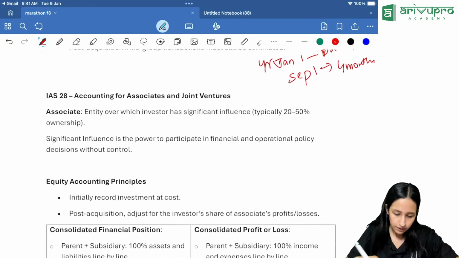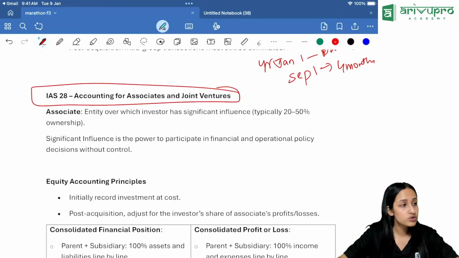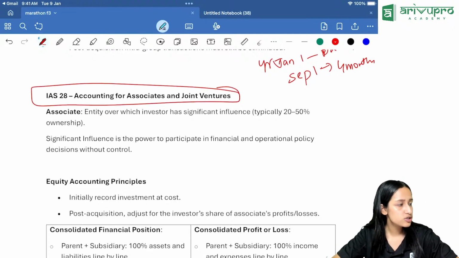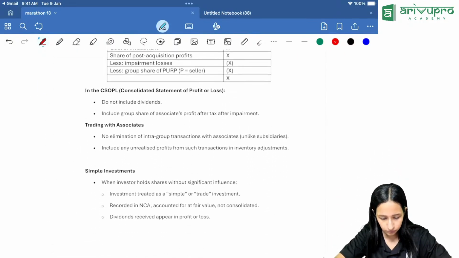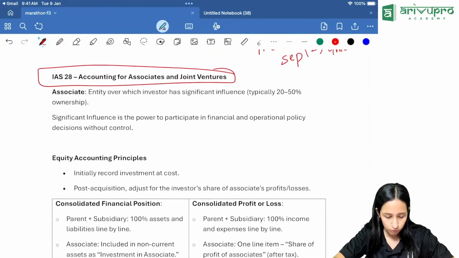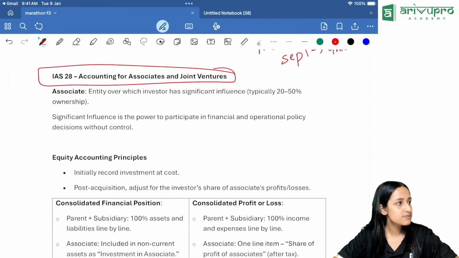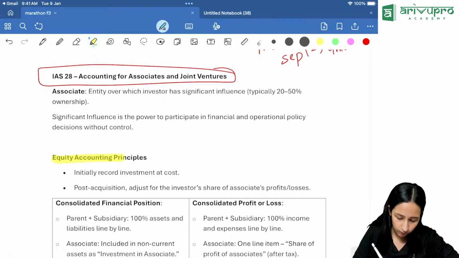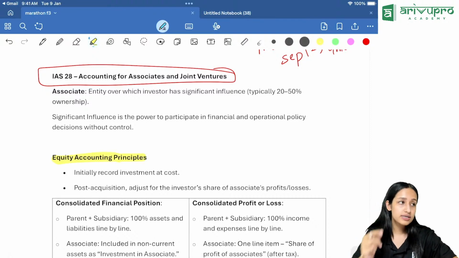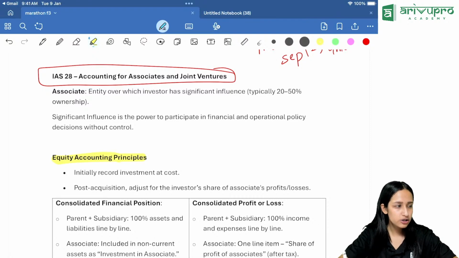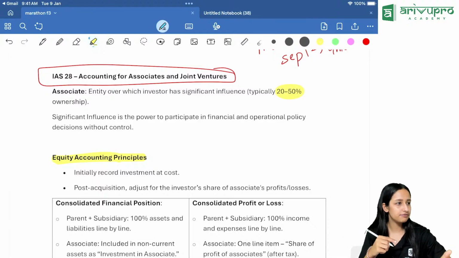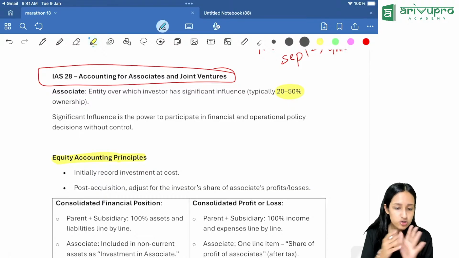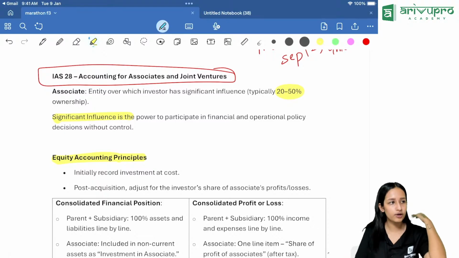Okay. Finally, accounting for associates and joint ventures, which is IAS 28. It's not a very big topic in FA. So for associates, we account using this method called equity accounting. What is associate? Associate is when you do not have more than 50% of the control of the company, but you have 20 to 50%. More than 20, less than 50. Then you cannot control it, but you will have certain influence on the company. So that's called significant influence.